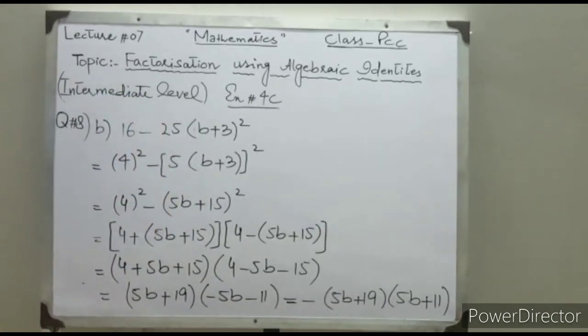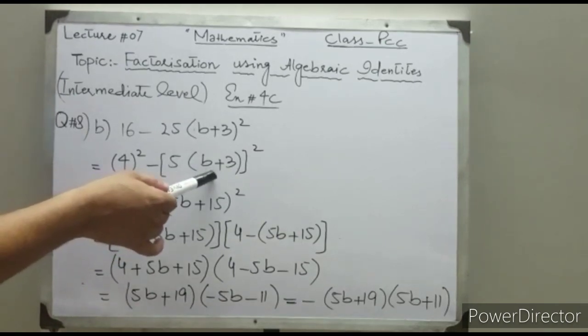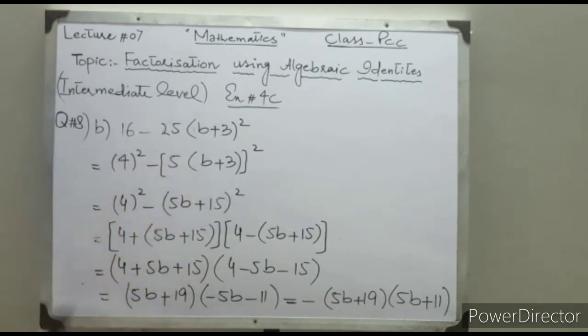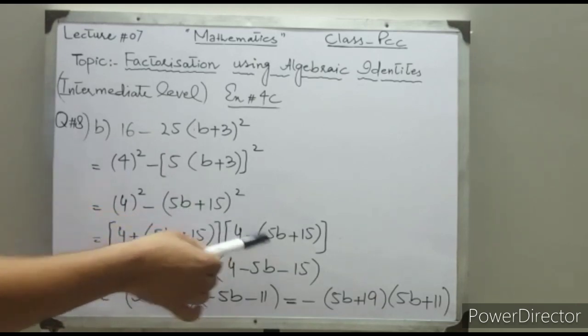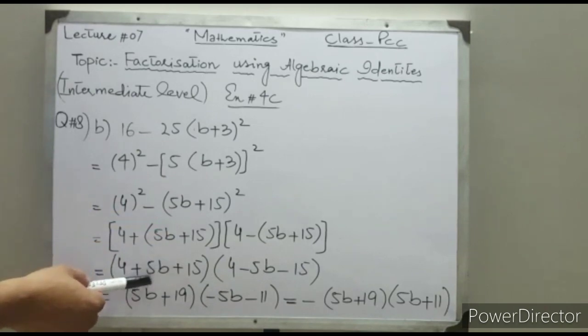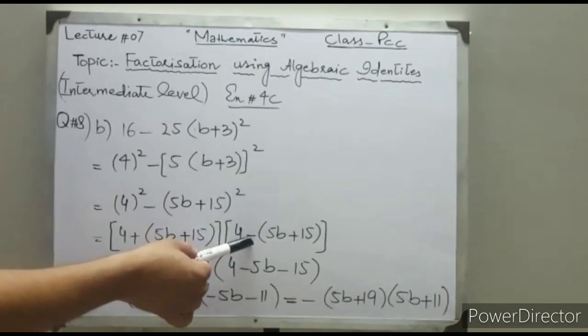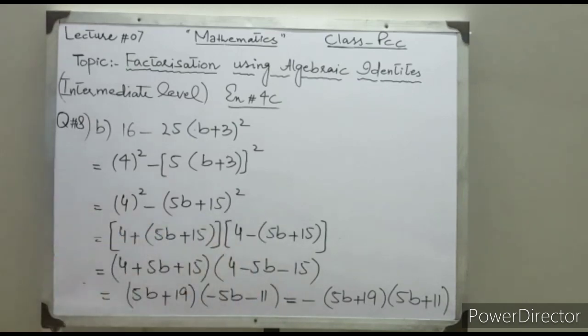Now once again we will apply the third identity, which is difference of two squares. Before applying this identity, first of all multiply this 5 to this expression. It will be (5b plus 15) whole square. Now apply the third identity, one times positive, one times negative. Now expand these expressions. We have 4 plus 5b plus 15. But there we have to change the sign, because there is a negative sign outside the bracket. So it will become minus 5b minus 15.